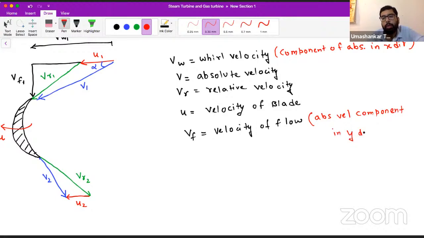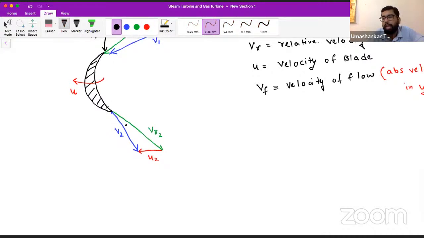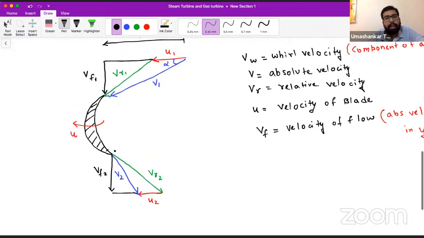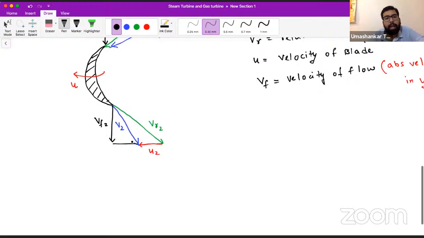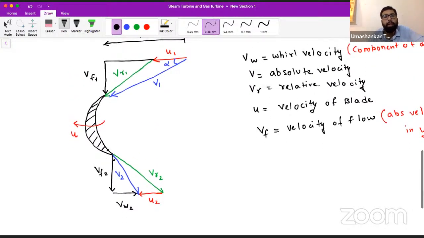So we are just quickly going to get through it. In the exit part of this diagram, at this exit point, if I take a component of velocity of V2, because V2 is the absolute velocity, we have the flow velocity. And if I take the component of V2 in horizontal direction, we will have this VW2. Depending upon the angle of exit of absolute velocity, we will have the direction of VW2.